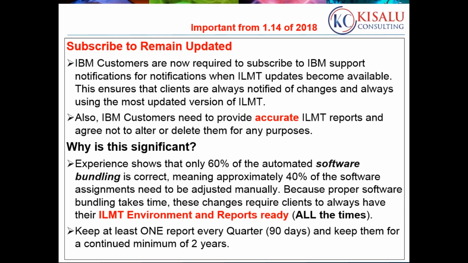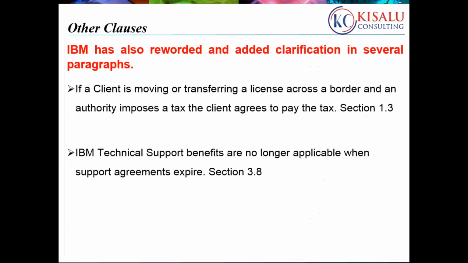So if you do not have the updated version of the ILMT, it might skew the reports, and you might not have time to fix them. So that's why IBM wants people to be on the latest ILMT, so that the reports are correct, accurate in terms of the reviews, and people should have time to prepare them. So the customer will need to prepare at least one report every quarter, as usual, 90 days, and keep them for a rolling 2 years.